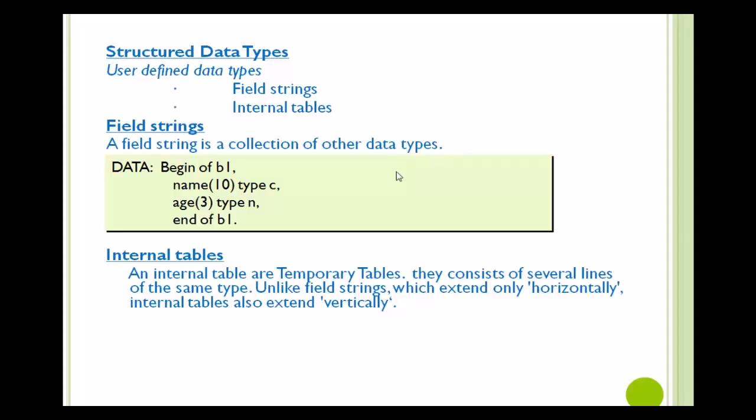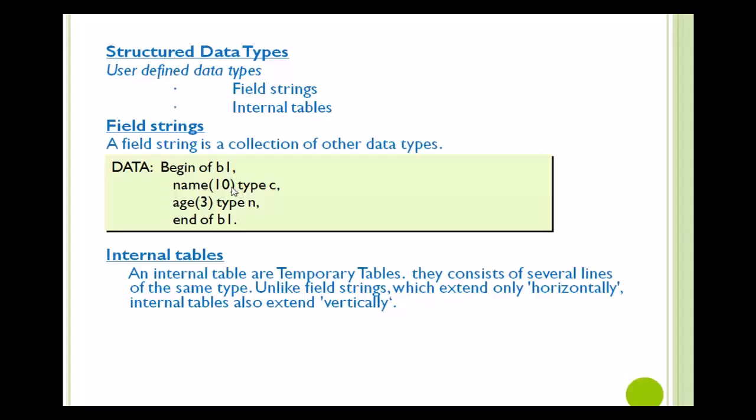A field string is a collection of other data types, or a group of data types. For example, DATA is a keyword, followed by BEGIN OF a block name. A block name can be anything. That block should end with the same name: END OF B1, started with B1.